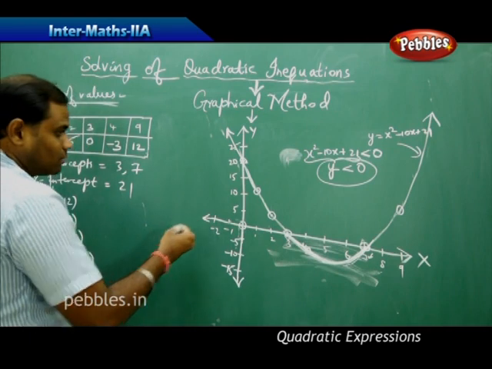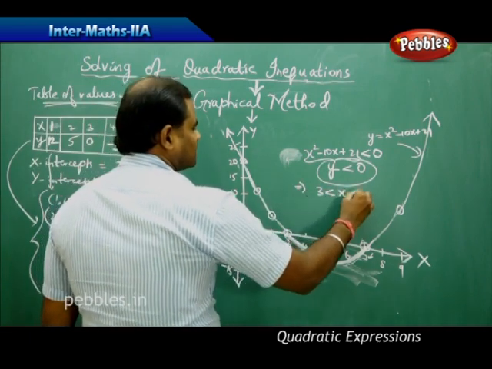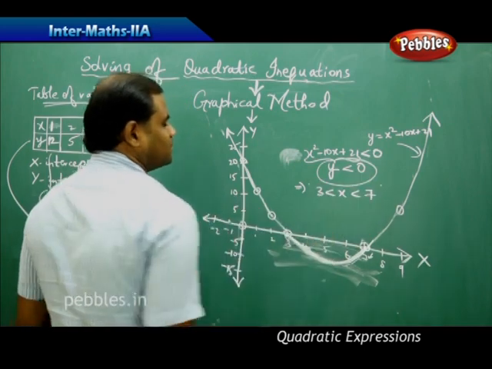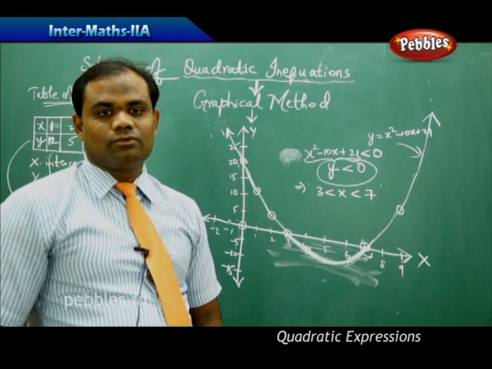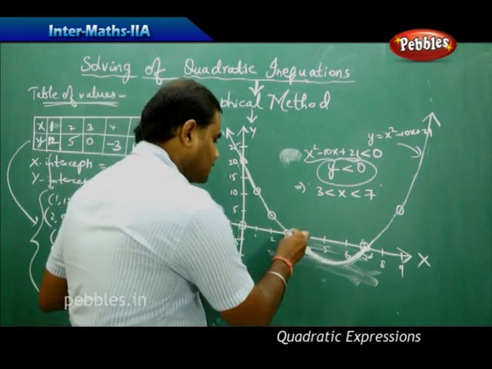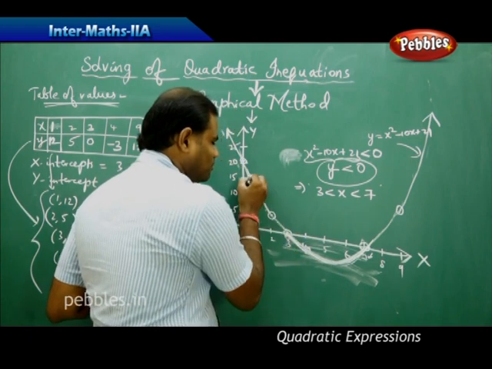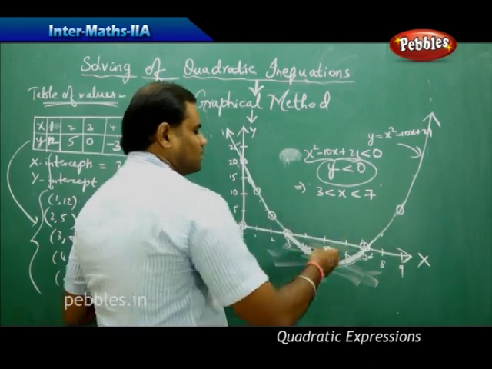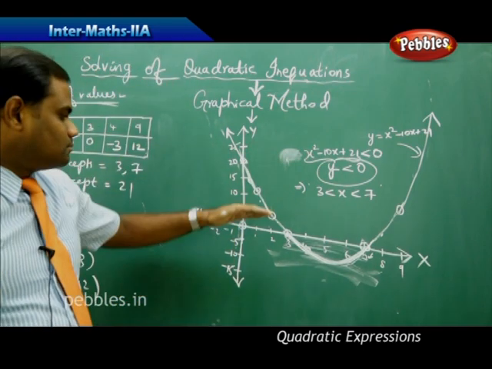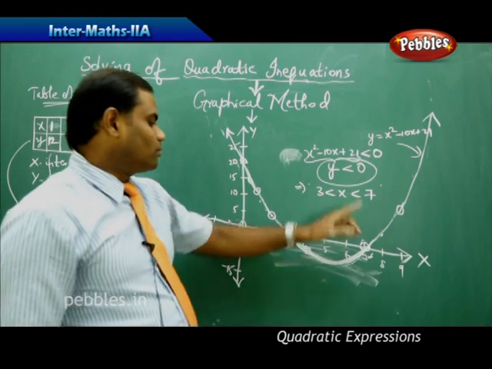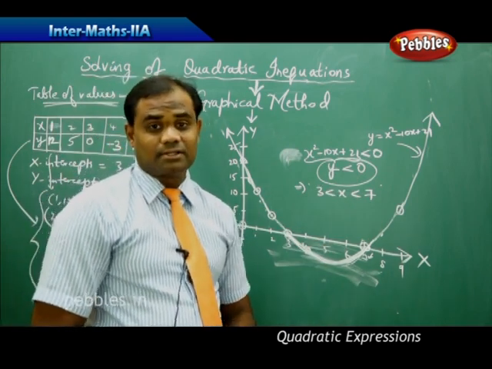Therefore, I conclude that x lies between 3 and 7, which is how I clearly see it in the region. For the region between 3 and 7, the graph is downwards on the negative side of the y-axis, but anything before 3 and after 7 crosses to the positive side of the y-axis. But I want the negative, therefore between 3 and 7 is the answer. This is how I understand this graphically.